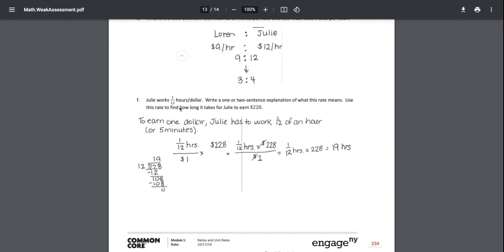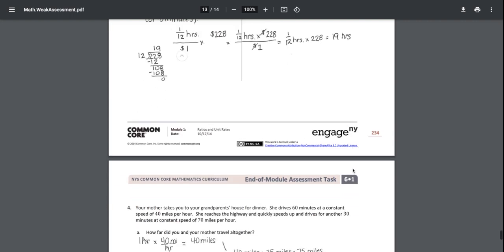You divide it by the number of dollars. 228 divided by 12 gives me 19 hours. So I take the dollars per hour, which is 12, and I divide it by 228. This math's a little confusing, but 228 times 1/12 is the same as 228 divided by 12. That's how I'm getting 19 hours.